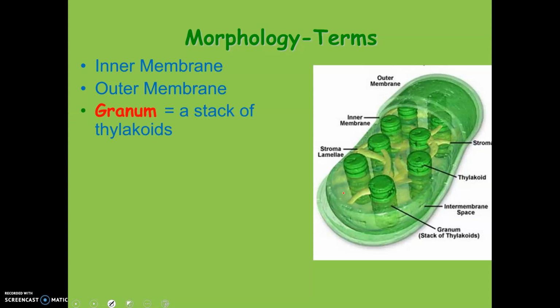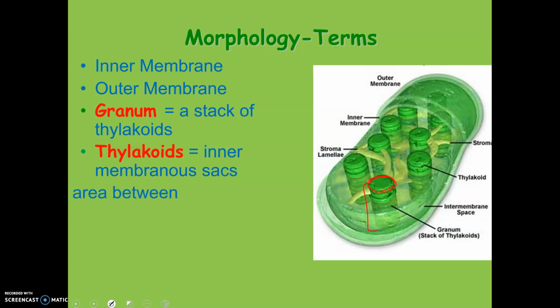But the parts you need to know: granum, which is the stack of pancakes. Thylakoid, that membrane of the thylakoid is where all the chlorophyll is located. And then the stroma, which is going to be all this liquid area in between these stacks of pancakes here. So grana, thylakoid, stroma.